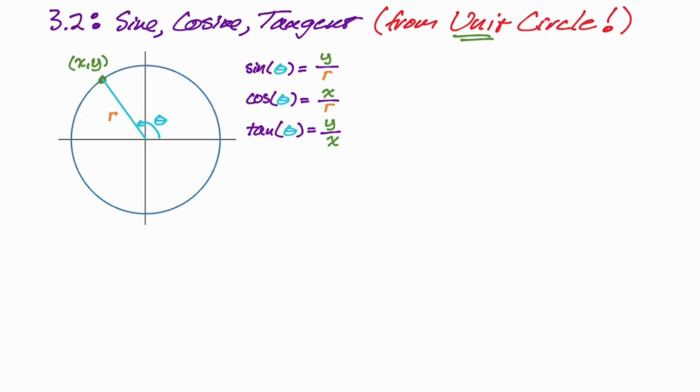So sometimes tangent will be undefined. I'll get to that in a second, but in terms of writing it up, the point could be anywhere. It could be in the first quadrant, second quadrant, third quadrant, fourth quadrant. It could be on any of the axes. Doesn't make a difference. Point could just be anywhere.